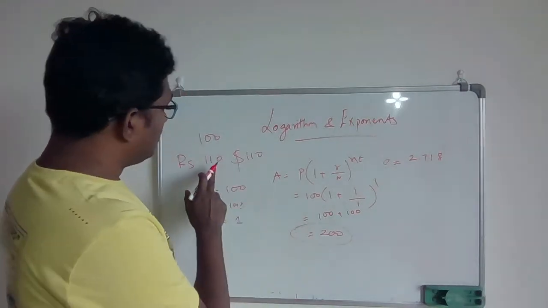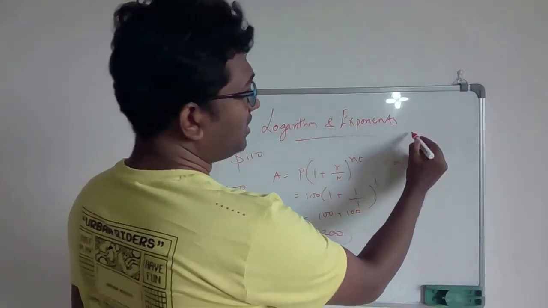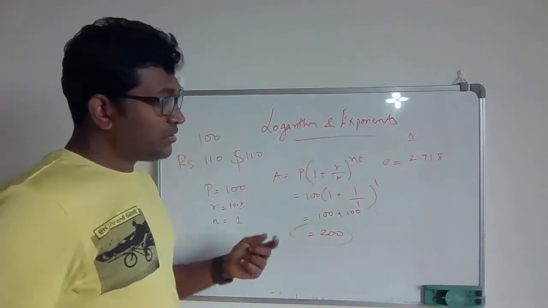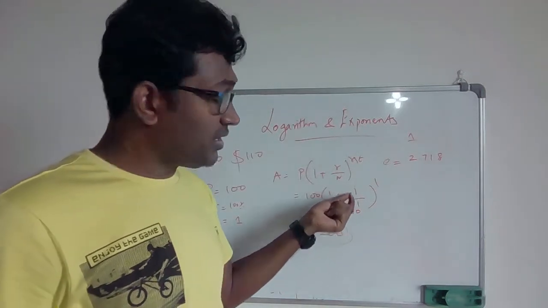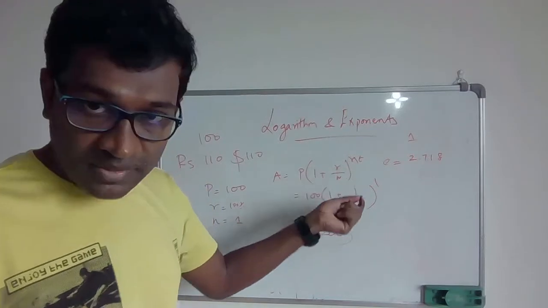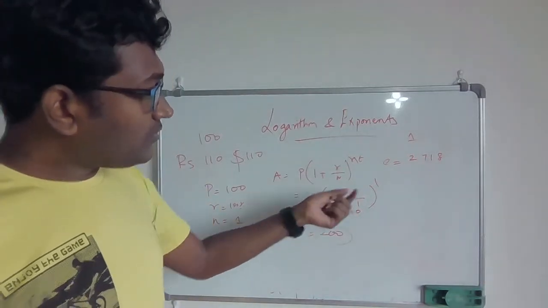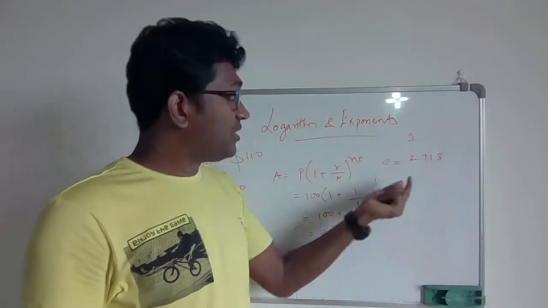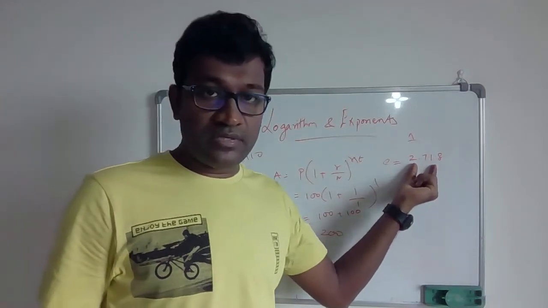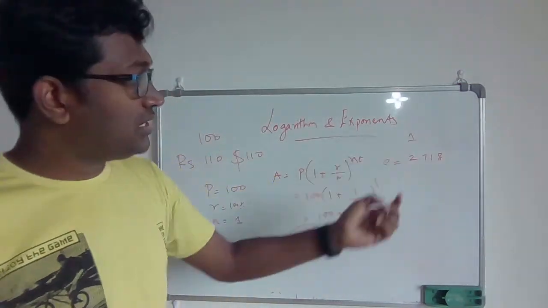So I just took 100 rupees as an example. This E is nothing but if you have invested 1 rupee and try to double your money with interest calculated at infinitely small time intervals. You will get this. This is the amount of money you will get. That is how this E is arrived at.